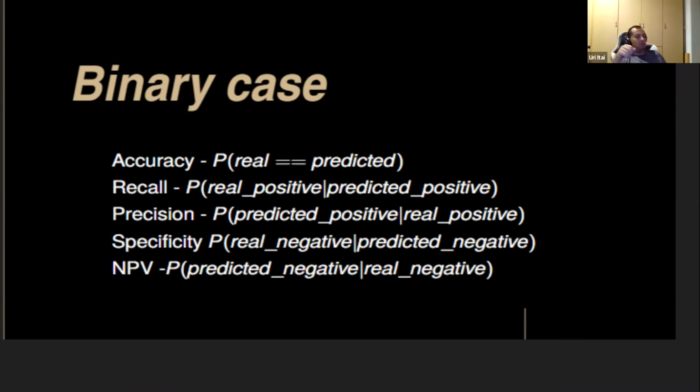Next, we have four more quantities, and you can approach them in many different fashions. I like to approach them as conditional probabilities. Recall is the probability of real positive given predicted positive. Precision is predicted positive given real positive. Specificity is real negative given predicted negative, and the negative predictive value, NPV, is predicted negative given real negative. Up to this point, everybody's happy. If someone is not happy, let me know. Okay, I'll take that as a yes.